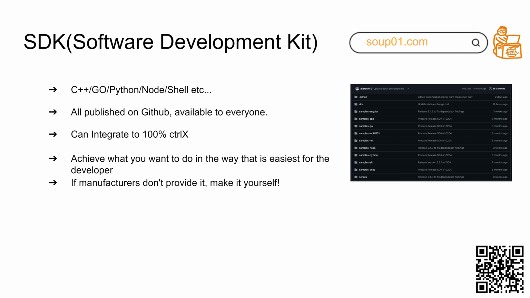And then I would like to explain a very interesting concept of ctrlX called SDK, Software Development Kit. This is a software package that you can download from GitHub. It's free. It's not like some makers where you need to pay to get the SDK. In this SDK, you have C++, Go, Python, Node, Shell, etc. All this is public on GitHub.